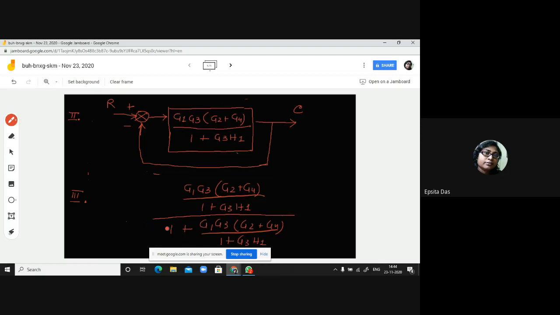So now we have to add, and then this will go out, and finally it will be G1, G3 into G2, G4 divided by 1 plus G3, H1 plus this term. So it will be our final transfer function. Okay. In this way, we have to get up to the last point. Any question? Otherwise, I will go for our next problem. I guess there is no question, so I'm going for the next problem.